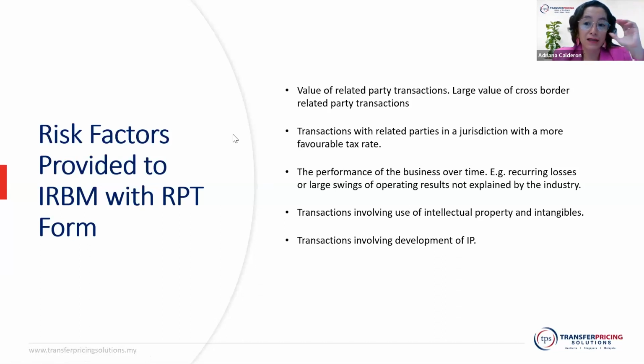the related party has transactions with countries with a more favorable tax rate, whether there are large or significant swings of operating results over a period of time, so recurring losses or large swings between operating results not explained by the industry, transactions that involve intellectual property and intangibles, hence the reason why the related party form asks a lot of detail on this, and whether there is some development of IP as well. And that's why one of the questions is whether there is IP and if the company is the owner of IP.